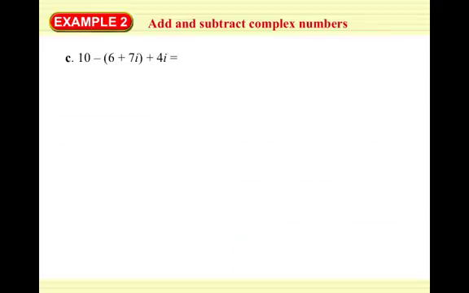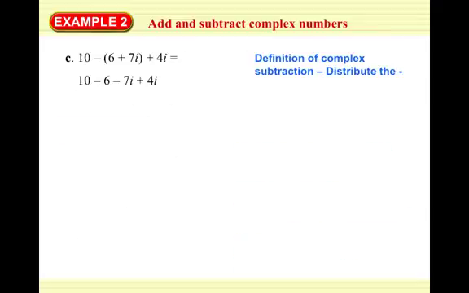Let's look at this one. We're going to distribute the negative sign there, or the minus sign. So we're going to have 10 minus 6 minus 7i plus 4i. So let's see, 10 minus 6 is 4. Negative 7i plus 4i is negative 3i. So 4 minus 3i is our answer.